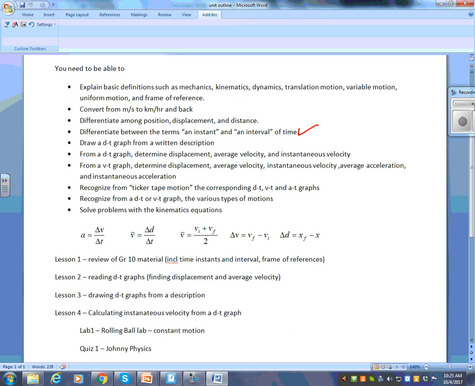That's good. You will be able to draw a DT graph from a written description. From a DT graph, determine displacement, average velocity, and instantaneous velocity. From a VT graph, determine displacement, average velocity, instantaneous velocity, average acceleration, and instantaneous acceleration. Recognize from ticker tape motion the corresponding graphs. Recognize from a DT or VT graph the various types of motion. And solve problems with the kinematics equations. And there's a list of all the equations that we're going to be using.